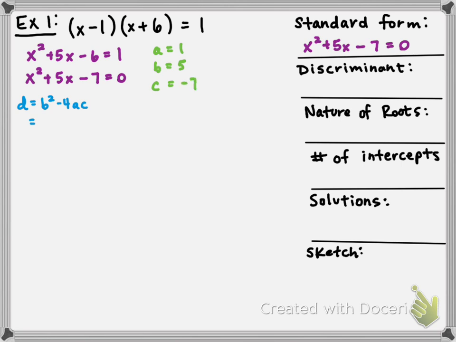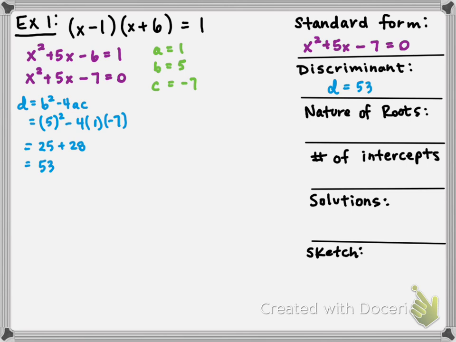From here, I'm going to plug it into my formula, and I have the parentheses of 5 squared minus 4 times 1 times negative 7, and that's going to give me 25 plus 28, which is a total of 53. My discriminant, D, equals 53. Now, what does that tell me of my nature of the roots?